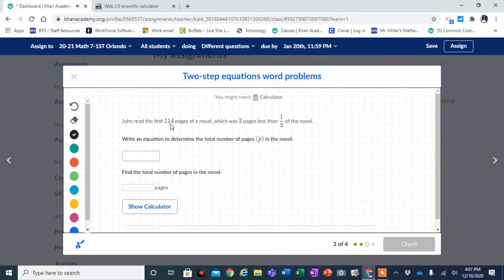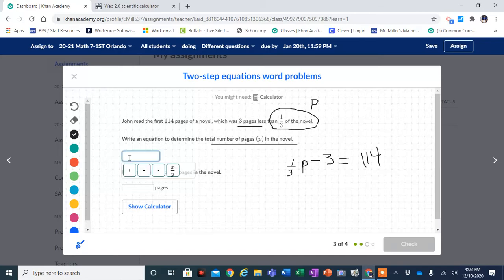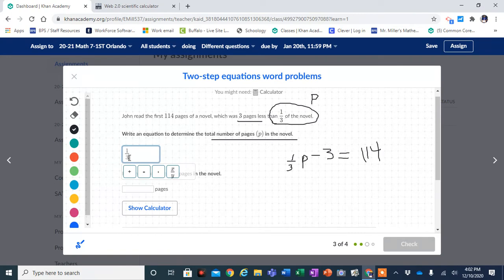Okay, John read the first 114 pages of a novel, which was 3 pages less than 1/3 of the novel. Write an equation that represents the total number of pages of the novel. So 1/3 of the whole novel P, and then 3 pages less would have to equal 114. So that's what we need to solve, and that's our equation: 1/3 P minus 3 equals 114.